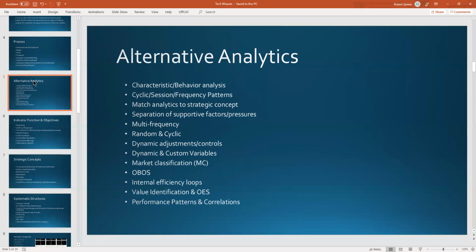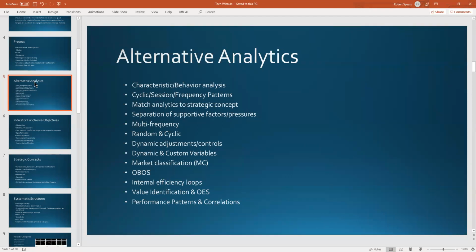And then dynamic adjustments and controls. Instead of using a set look back length, that can be based on the amount of time, bars, volume, etc., that are within a market cycle, or within a certain movement, or within a certain condition. And then dynamic custom variables. The variables themselves can also be dynamic and adjusted on a per bar basis.